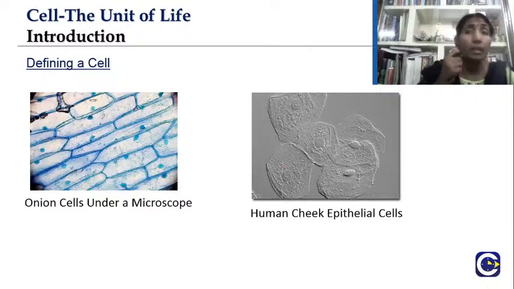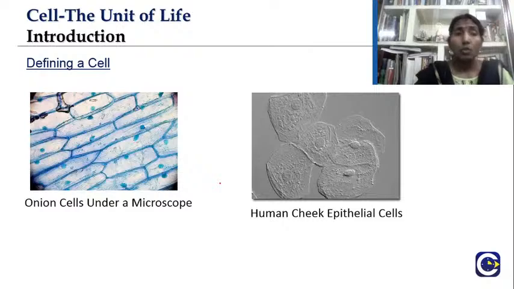But what about here? The human buccal cells, where you take a swab and make a streak and you see here the cheek epithelial cells, right? You see a nucleus and cytoplasm. Yes, it has an outer defining boundary. So whatever the kind, it is giving you a basic structural and functional unit of any living organism.